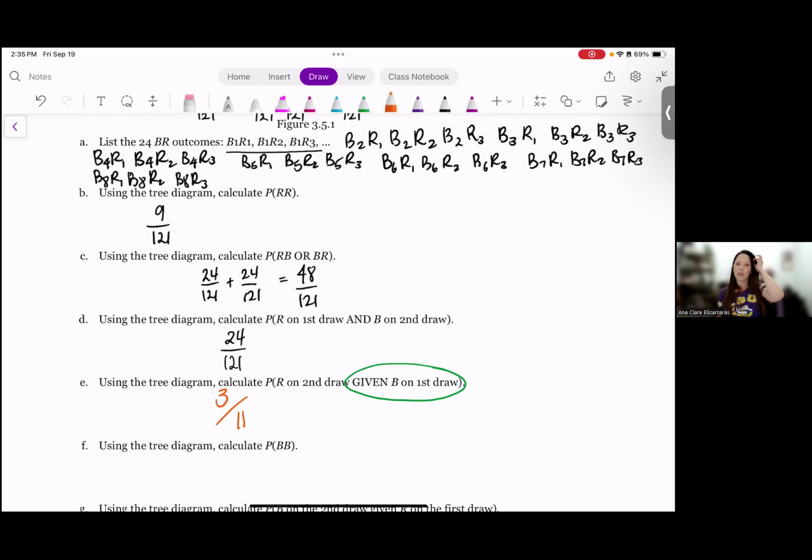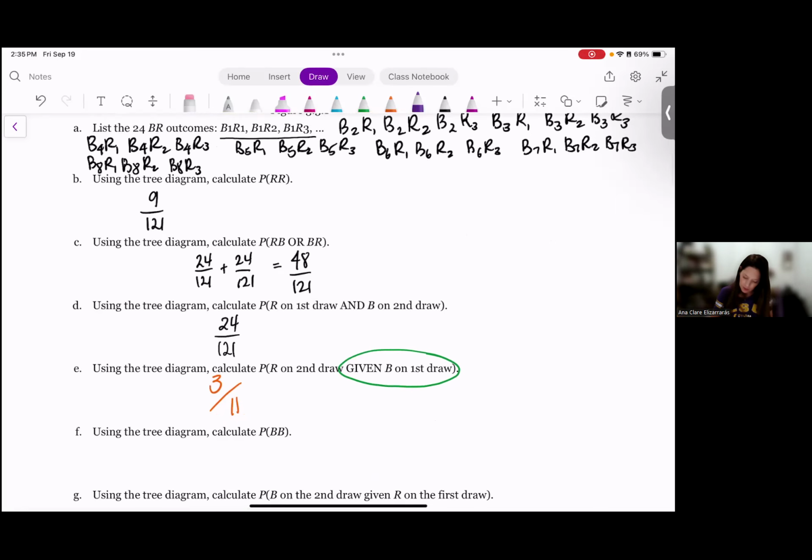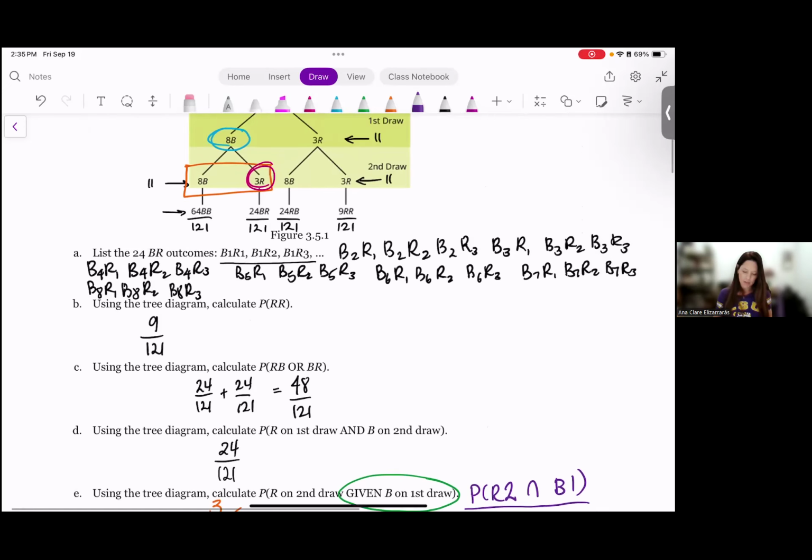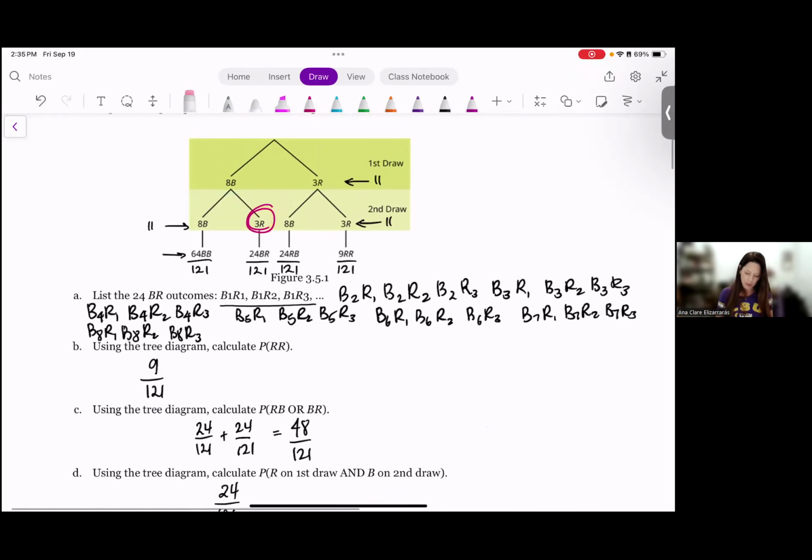You could calculate the probability of being red on the second and given blue on the first, or red on the second and blue on the first, and then divide that by the probability of blue on the first, which would simplify down to 3/11. So if we did the probability of red 2 and blue 1, and then divided by the probability of blue 1, red 2 and blue 1, let's go back to my chart and erase some of these.